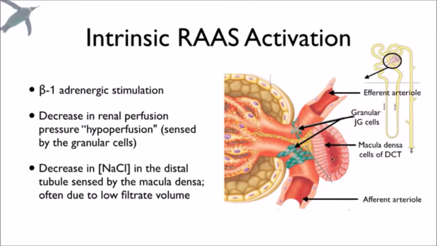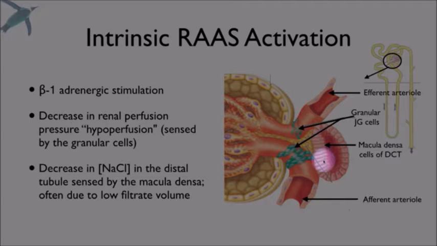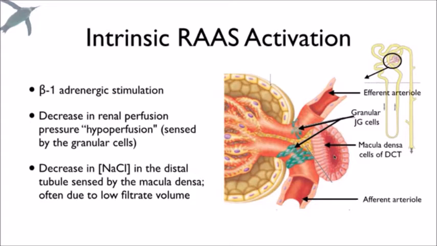So what's happening is the macula densa, these cells right here, are able to sense the sodium chloride concentration of the filtrate. A drop in sodium chloride concentration is usually due to low filtrate volume. If there's not enough filtrate going through at any given time, you have more time for reabsorption of sodium chloride.